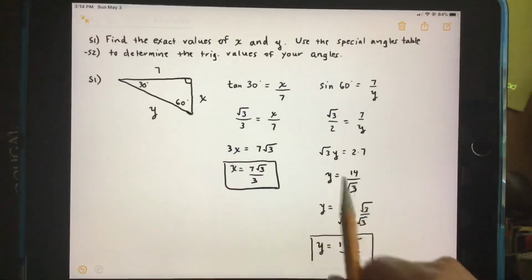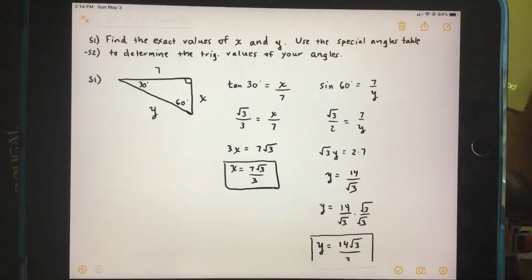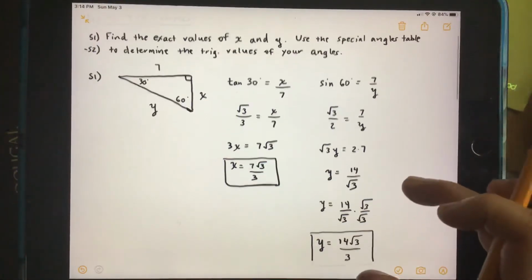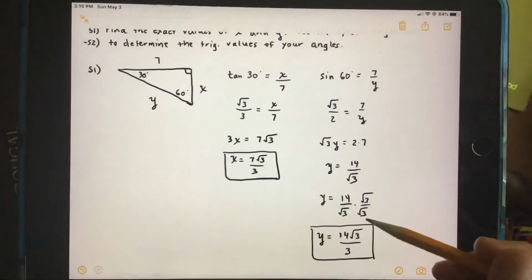And then I'm going to divide both sides by square root of 3, which will give me y is equal to 14 over root 3. And that looks like a pretty good answer, except it's not in simplest radical form yet. So remember, we cannot leave any radicals in the denominator when we're writing in simplest radical form. To rewrite this fraction so that the radical is no longer in the denominator, we're going to multiply by the number 1 in the form of root 3 over root 3.